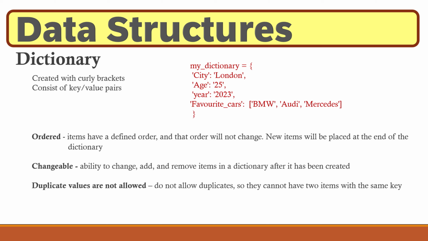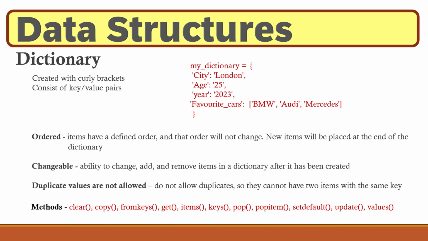And as a side note, the values in a dictionary item can be of any type, and you can even include a list itself. So if we look at the example in red, we can see favourite cars, that's a list. The list called favourite_cars consists of 3 items or elements, which are BMW, Audi and Mercedes.